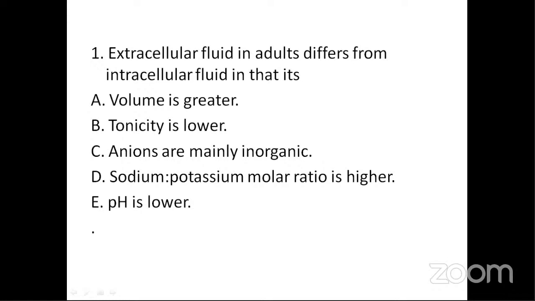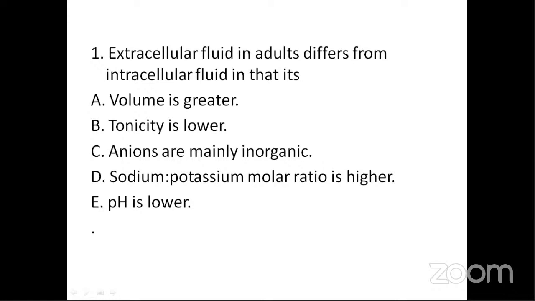Now, in this, the true answers are C and D. Why are A, B, and E false? Because cells contain half to 2/3 of the total body fluid, right? So volume is greater is false. In the second choice, tonicity is lower. It is the same. If it were lower, osmosis would draw water into the cells. So tonicity is lower is false.